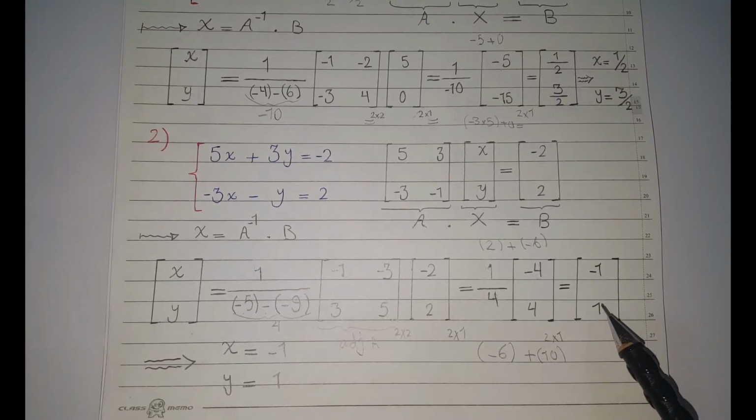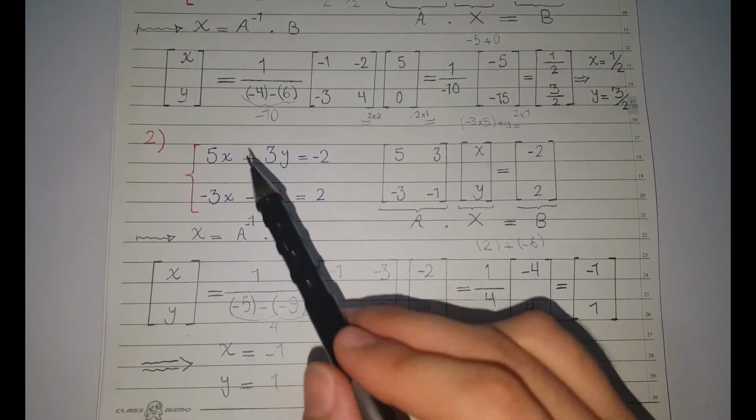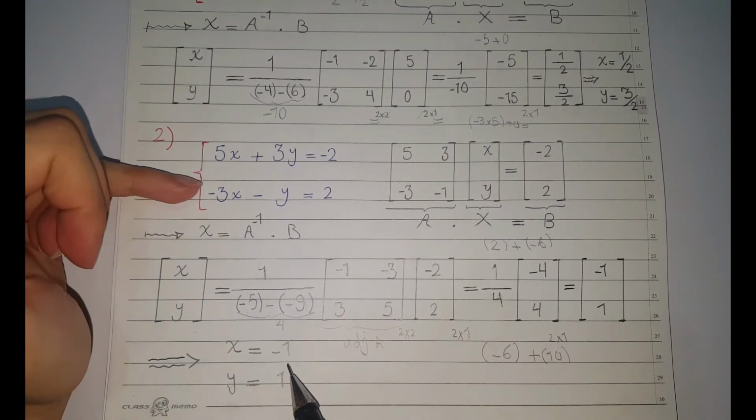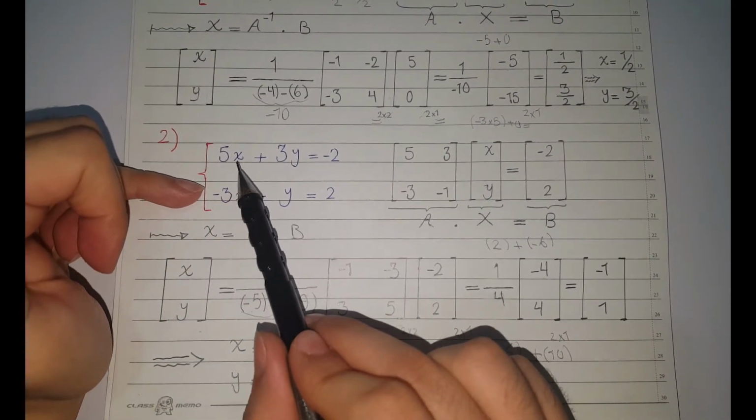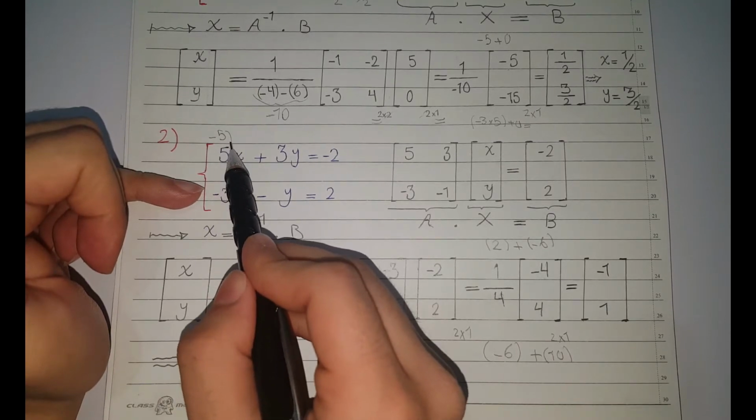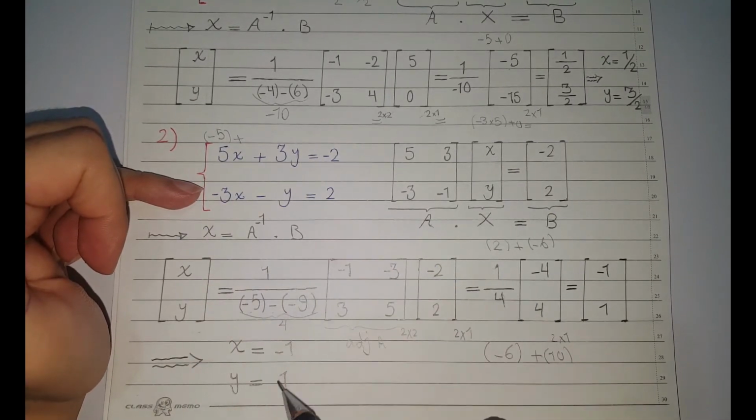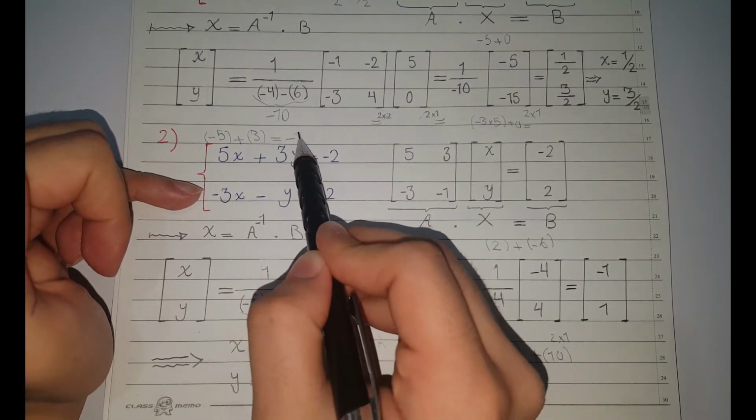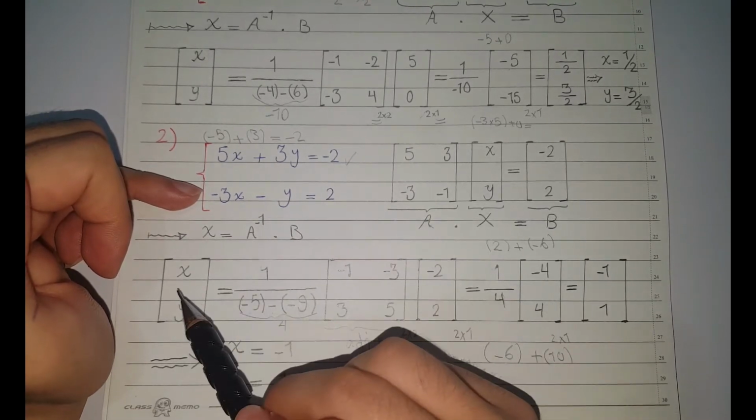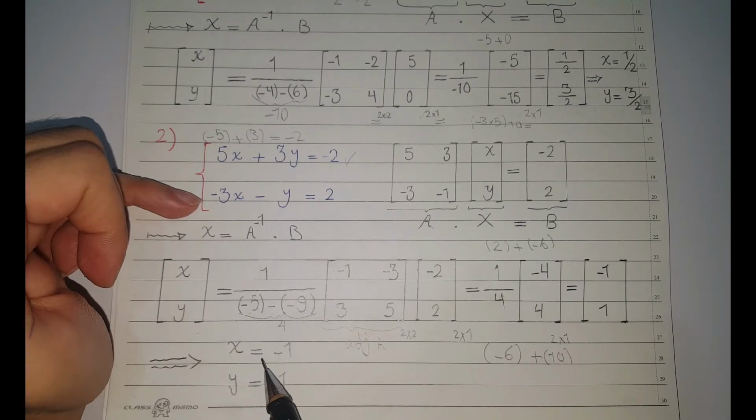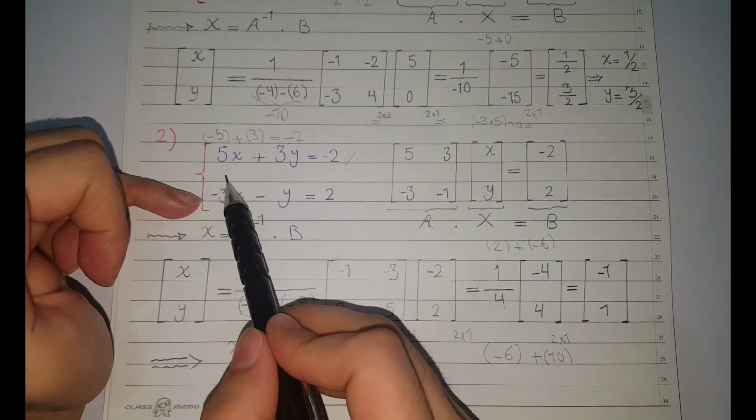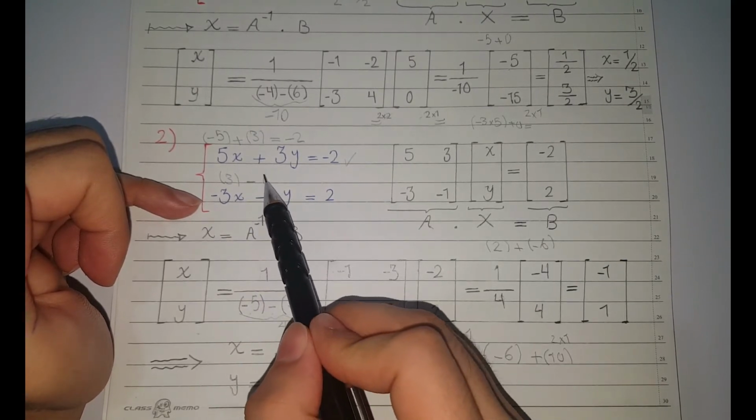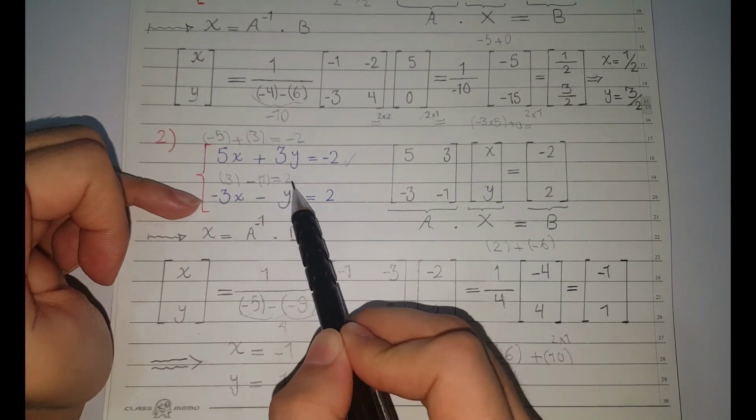We can also check our answer by substituting it in these two equations. 5 times -1 is -5, plus 3 times y, which is 1. -5 plus 3 is -2. This is correct. And -3 times x, which is -1, is 3, minus y, which is 1. 3 minus 1 is 2, which is correct.